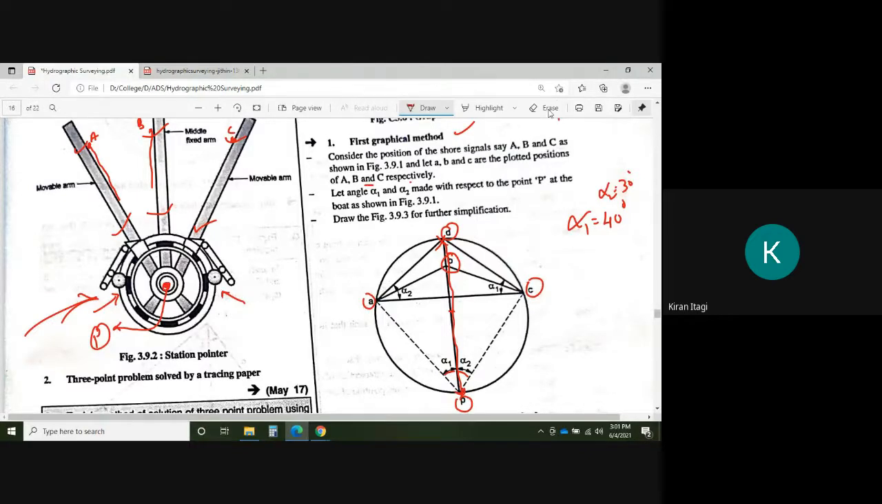So what do we do in the graphical method? They won't ask you this one, so don't get confused. Just take A, B, C, which are already located. We will join AB first. Then, with the help of alpha 2, we will draw one ray, and with the help of alpha 1, we will draw another ray. They meet here. Then we will position the point B, and after joining this one, we will draw the circle. After drawing the circle, we will join this line to where it meets the circle. We will call that point P.